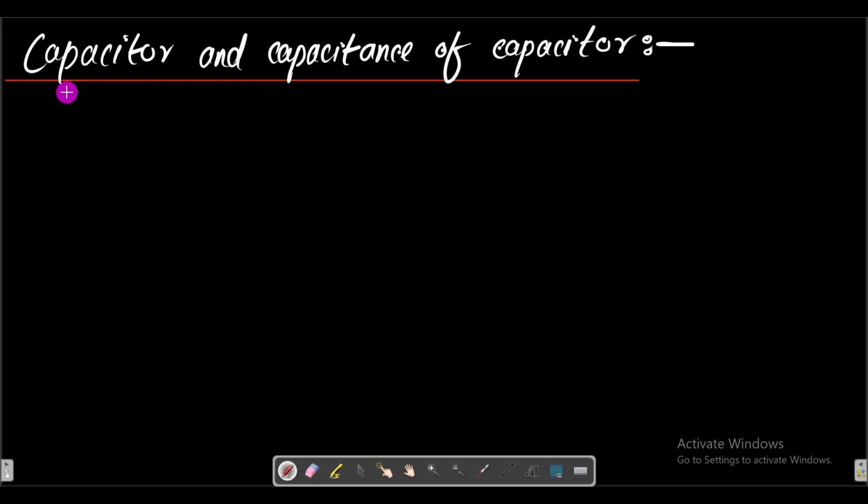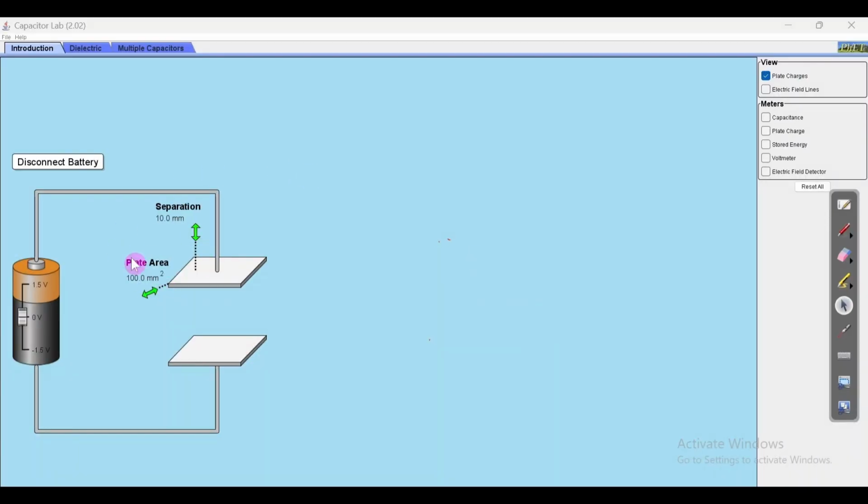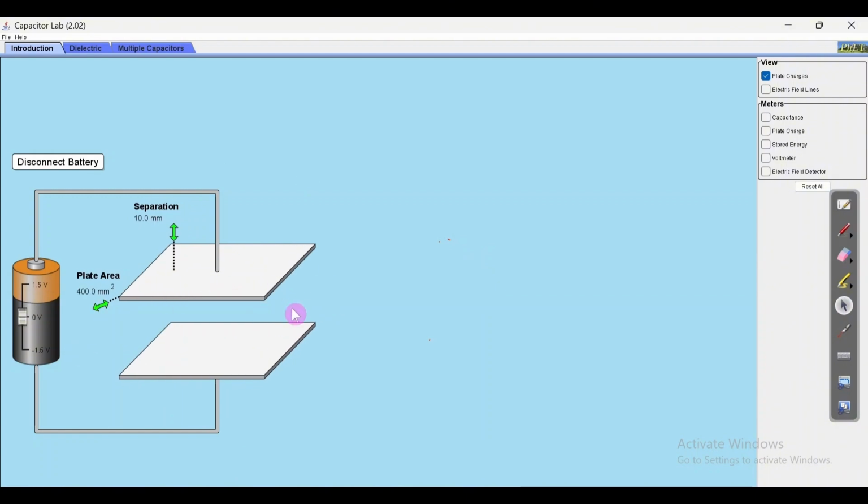Today in this video, we will discuss what a capacitor is and what is meant by the capacitance of a capacitor. So let's start the video with the simulation. Here we have the capacitor, as we discussed in the previous videos as well. Now this is actually the parallel plate capacitor, which consists of two plates.